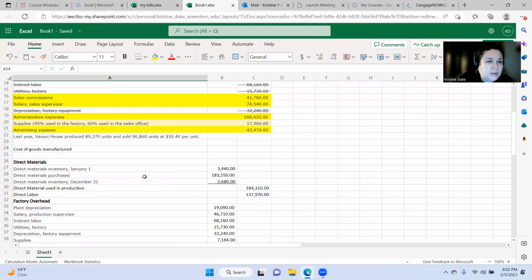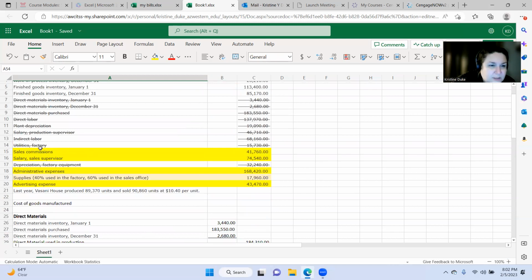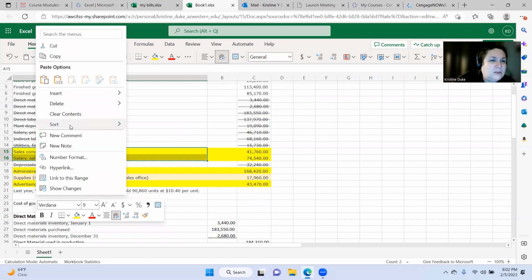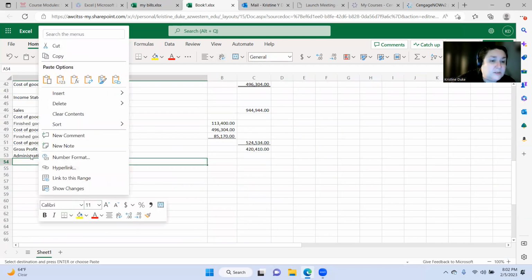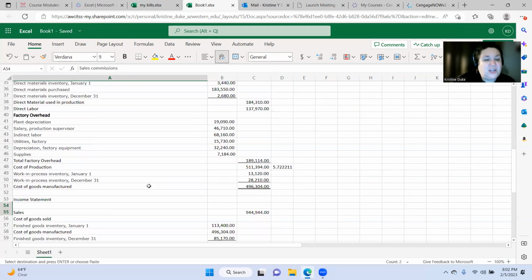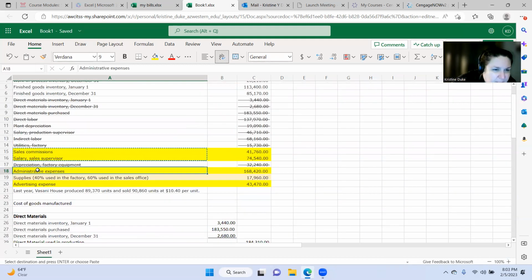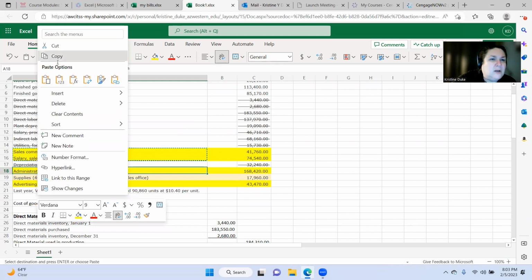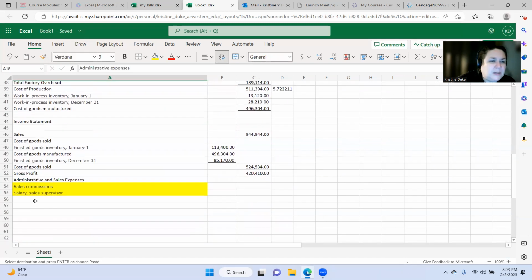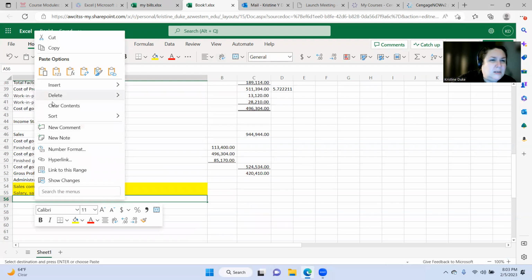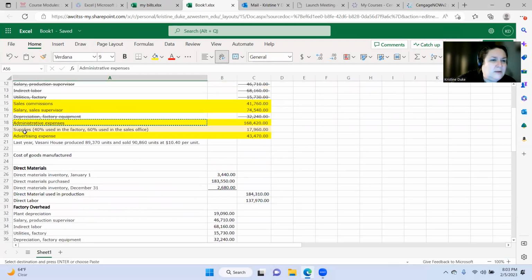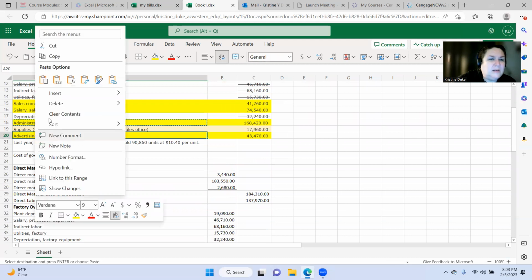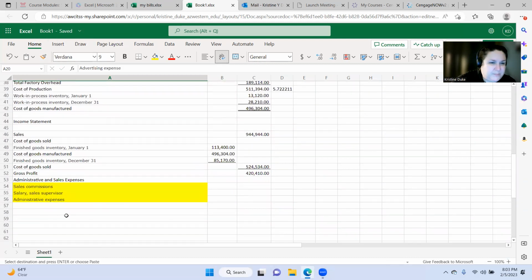And I'm going to come up here and I'm going to grab the sales commission. Grab those two. Copy. I'm going to rearrange them here in just a second and make them very specific. And I'm going to change the colors. My administrative, copy. Paste. And advertising, copy.